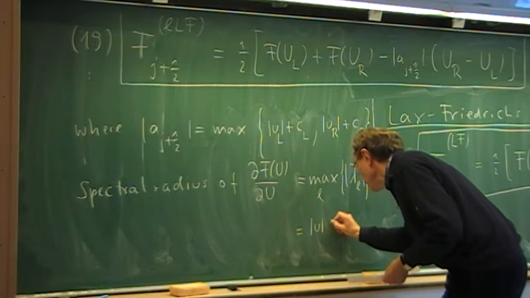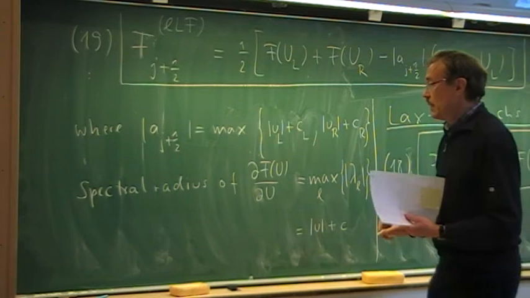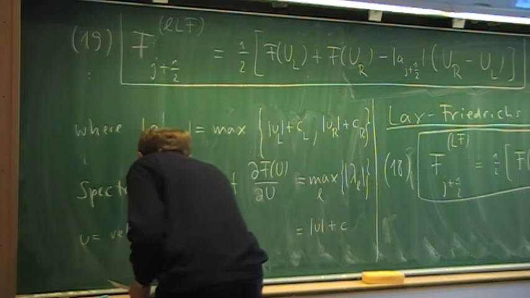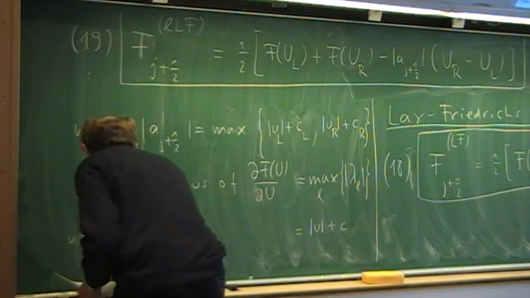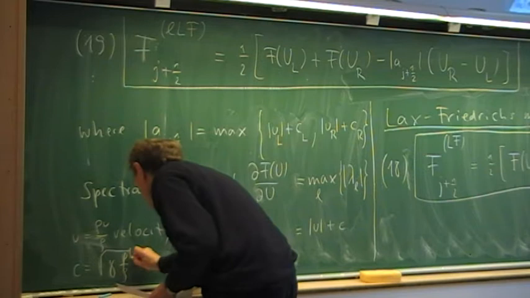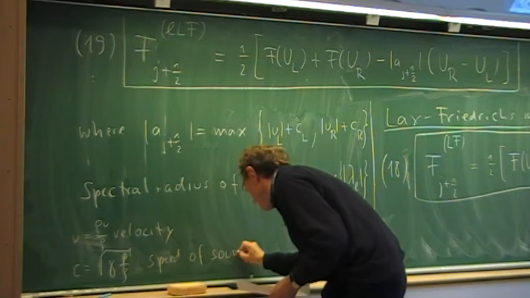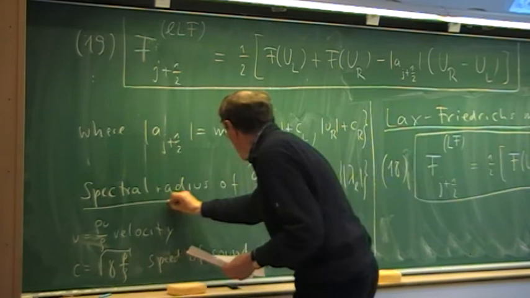So again, the u here is the velocity, and then we can write it also the way we compute it, rho u divided by rho, and the c is the square root of gamma times pressure divided by density. That is the speed of sound. So they are entering here. So that is the spectral radius.